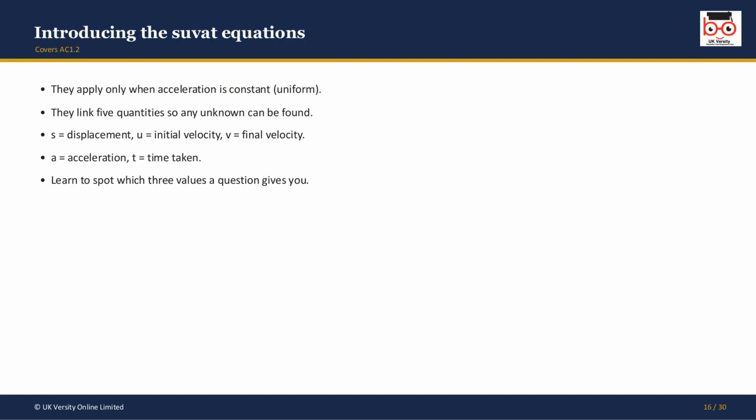Now we meet the constant acceleration equations, usually nicknamed the SUVAT equations. There's one important condition: they only work when the acceleration is constant. They tie together 5 quantities, so given any 3 you can find the others. The letters stand for S, the displacement, U, the initial velocity, V, the final velocity, A, the acceleration, and T, the time taken. The real skill is spotting which 3 values a question hands you.